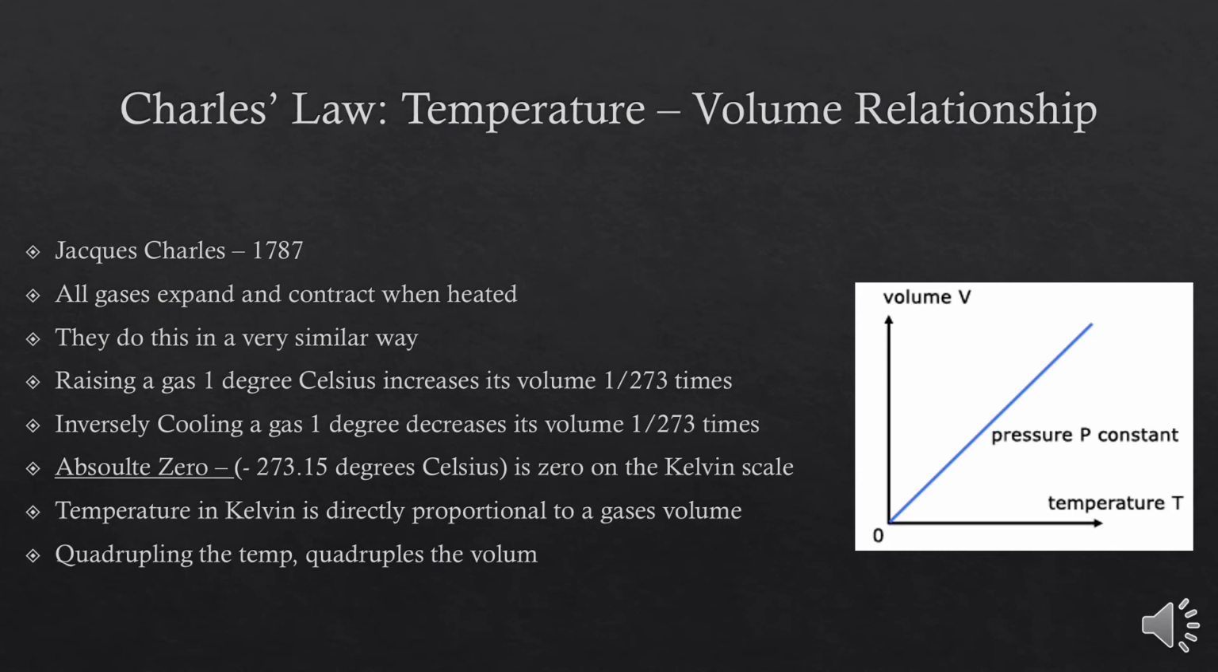273.15 degrees Celsius. This is 0 on the Kelvin scale. For Charles's law, we will be using temperature in Kelvin. If you get a temperature in Celsius, you need to convert it to Kelvin. Temperature in Kelvin is directly proportional to a gas's volume, as you can see on the chart on the right. Increasing the temperature also increases the volume at a very set rate. So if you quadruple the temperature, you quadruple the volume.